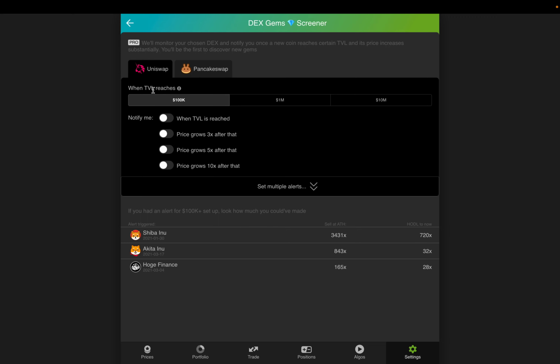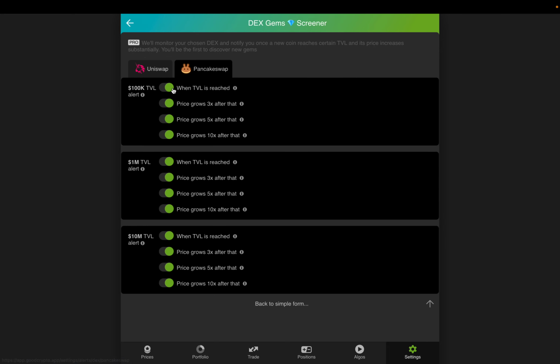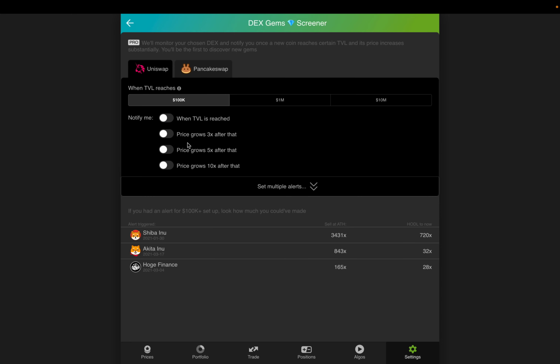So you have your basic total value locked levels, 100K or 1 million or 10 million, and you can either be notified just when this TVL was reached, or also when the price grows after reaching the TVL. I have all of these notifications turned on for Pancakeswap, so 12 of them. For Uniswap, I don't have any of them turned on. Maybe I want them.